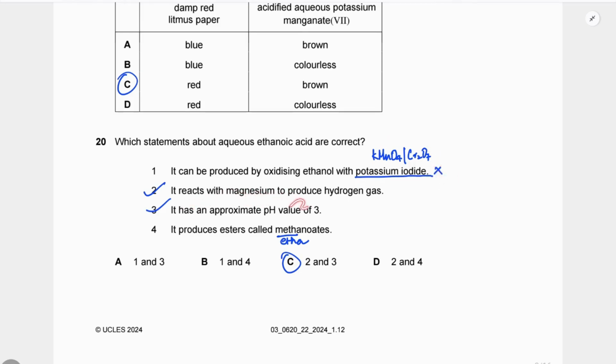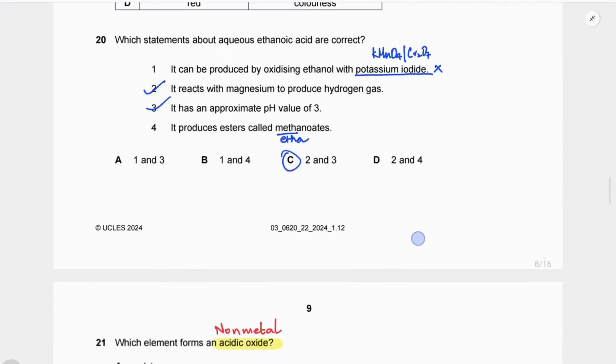It reacts with magnesium to produce hydrogen gas, which is correct. It has an approximate pH value of 3. Yes, because it's an acid. It produces esters called methanoates. No, it produces ethanoates because we are using ethanoic acid. So the correct answer is second and third.